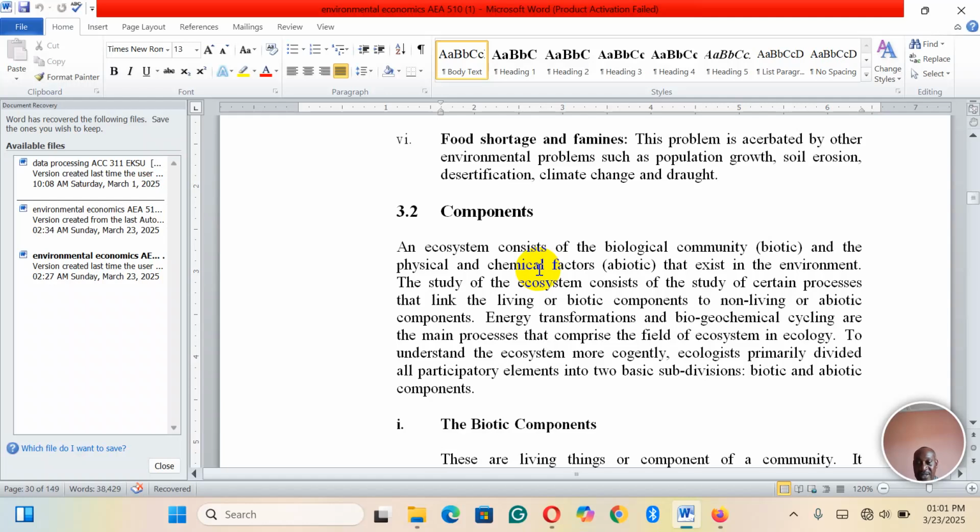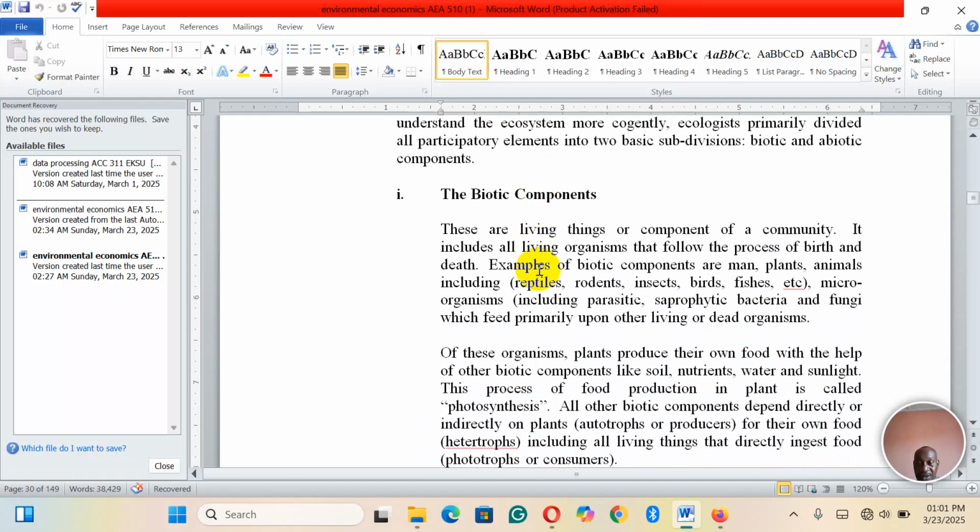To understand the ecosystem more cogently, ecologists primarily divide all the participatory elements into two basic subdivisions, the biotic and abiotic components. So we are looking at the biotic component first. These are the living things or components of a community. It includes all living organisms that follow the process of birth and death.